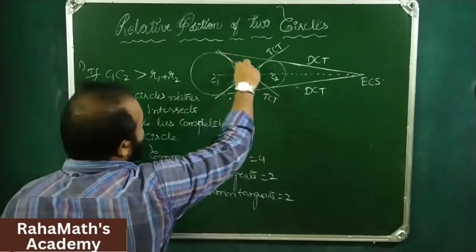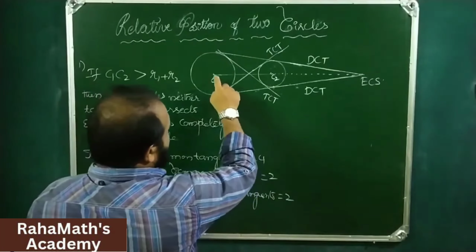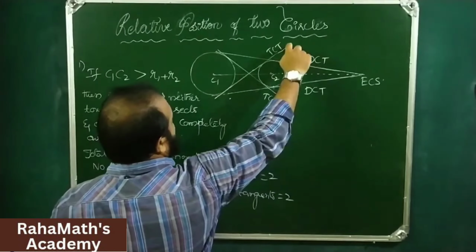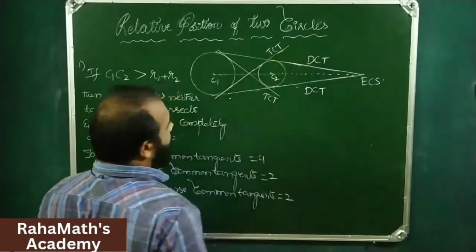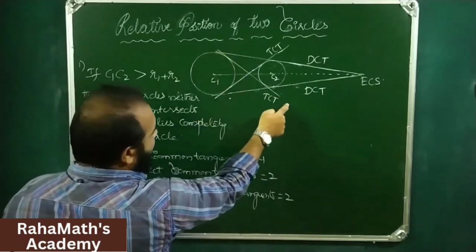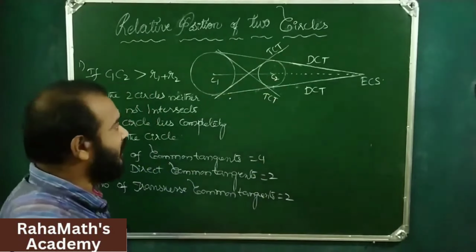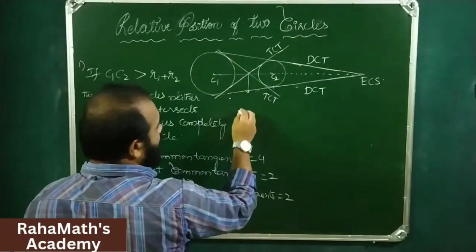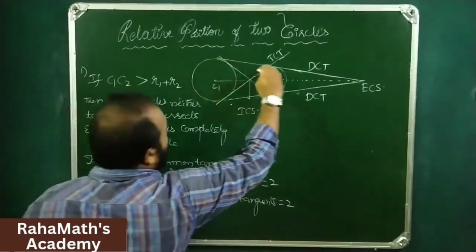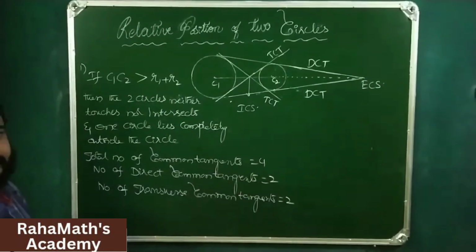And what are these two? These two are transverse common tangents because these two circles lie on either sides of this common tangent. Therefore, this is a transverse common tangent and this is another transverse common tangent. So, with respect to this line, the two circles lie on the opposite or either sides, and this is what is the internal center of similitude. Therefore, two direct common tangents and two transverse common tangents are possible.